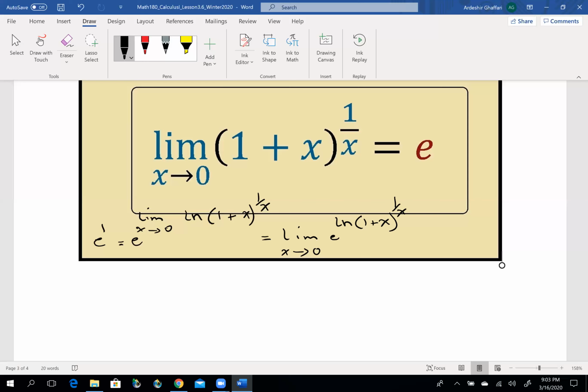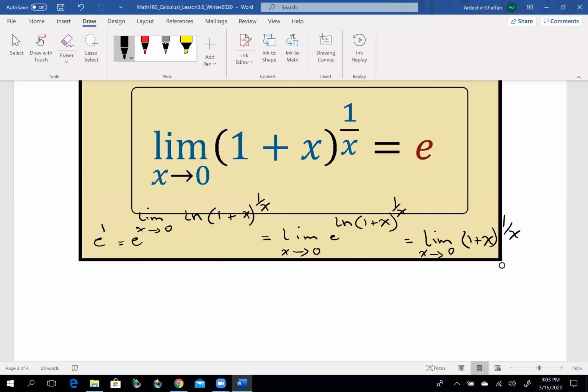And again, guys, e to the power of natural log: they cancel each other. So what's remaining is just the limit as x approaches 0 of 1 plus x to the power of 1 over x.